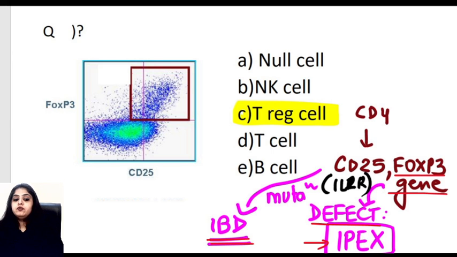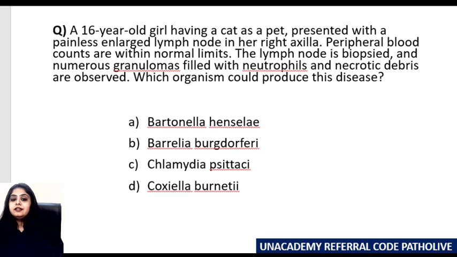Okay, let's move on to the next question, and that happens to be this. There's a 16-year-old girl having a cat as a pet, and hands down, I think the answer is in front of you. She presented with a painless enlarged lymph node in her right axilla. Peripheral smear counts are within normal limits. The lymph node was biopsied and showed granulomas. These granulomas are filled with neutrophils and necrotic debris. Which organism could be responsible?